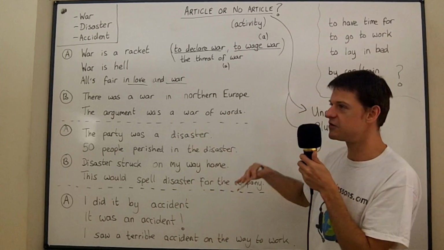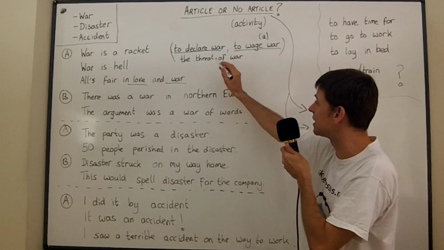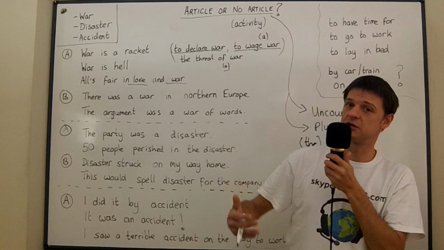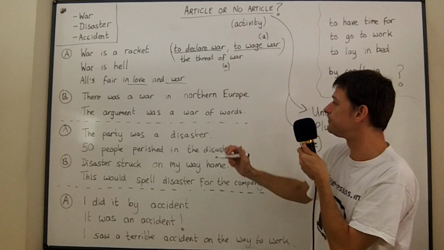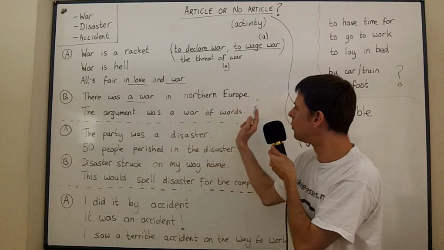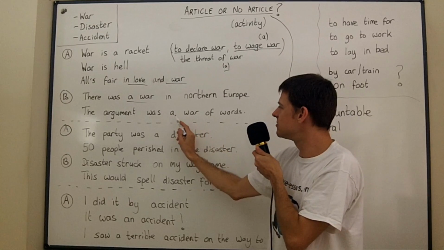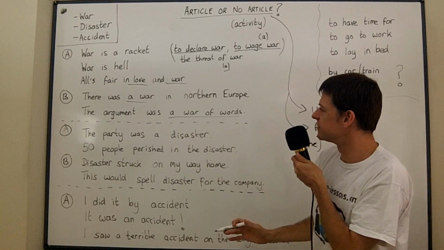So it really depends if you want to refer to a singular conflict which could break out, in which case you'd need "a," or not. You're just talking about the activity of war. Okay, so I've given you two examples of countable war. "There was a war in Northern Europe," that's fine, a conflict, a war, and "the argument was a war of words."